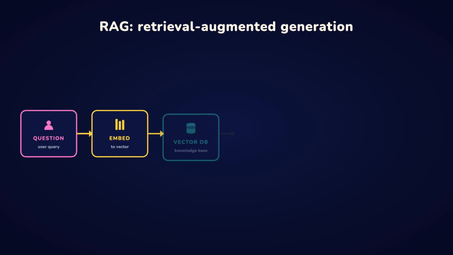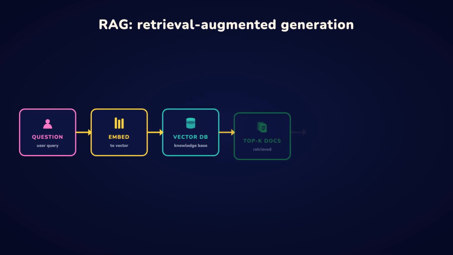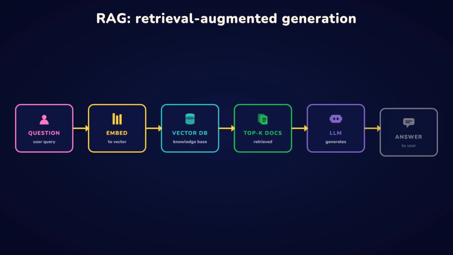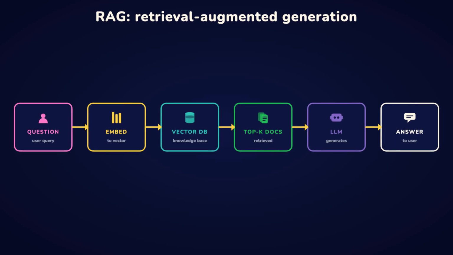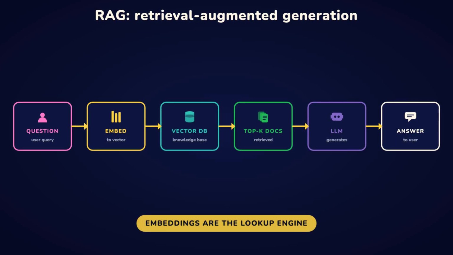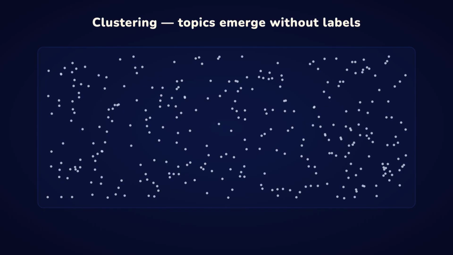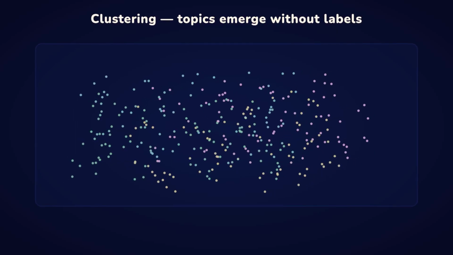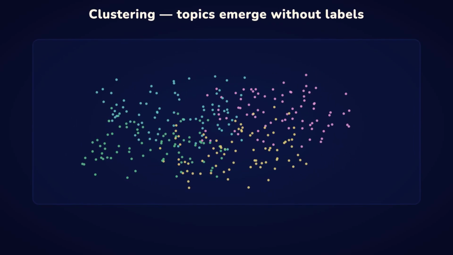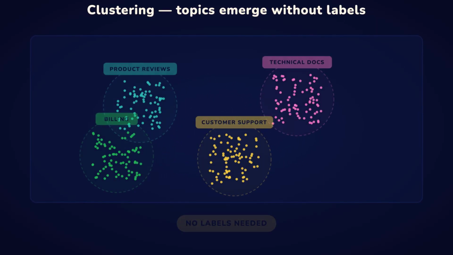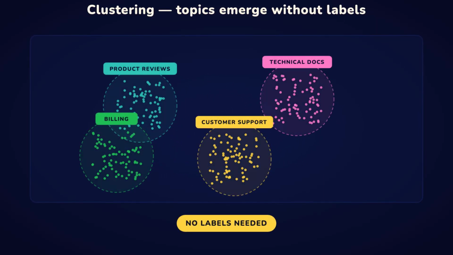Embed your whole knowledge base, embed the user's question, pull the closest matching documents, hand them to an LLM, and that's the dominant pattern behind every AI assistant that knows your private data. Use case 3 is clustering. Embed thousands of documents, group the ones that sit close together. The clusters that emerge often correspond to real topics without anyone labeling a single document by hand.